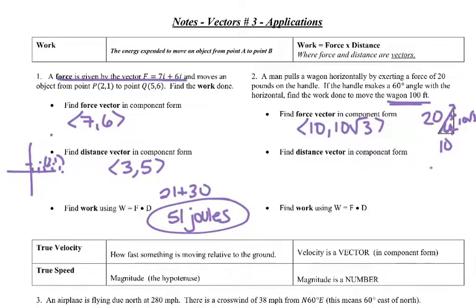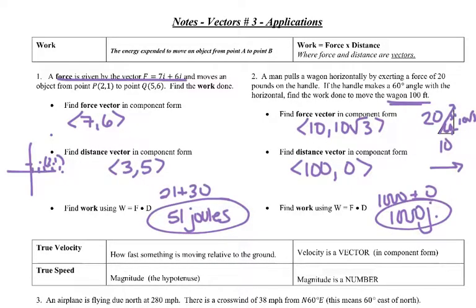It doesn't say which direction, but I'm going to assume it's just to the right. So the distance would be going 100 feet to the right and nothing up. So the work would be 10 times 100 or 1,000 plus 10 root 3 times 0, which is 0. So it's 1,000 joules. Force, distance, multiply them together.